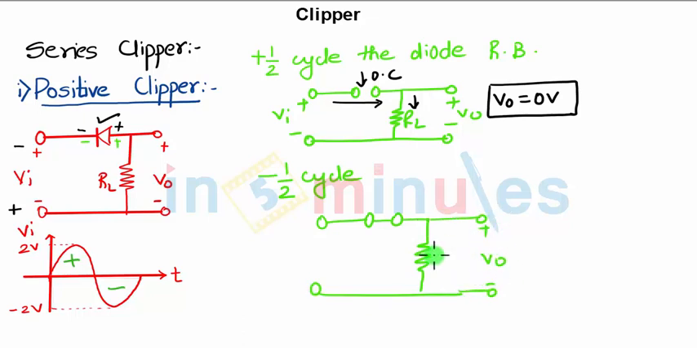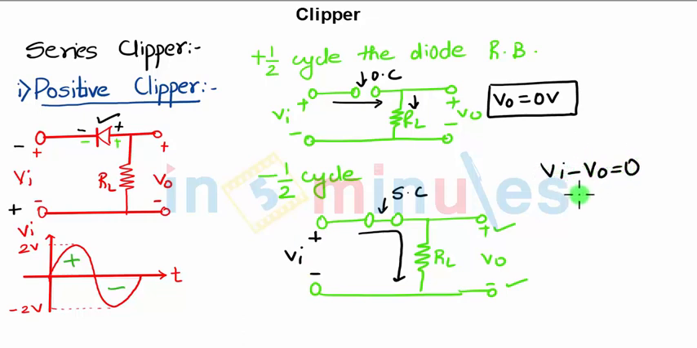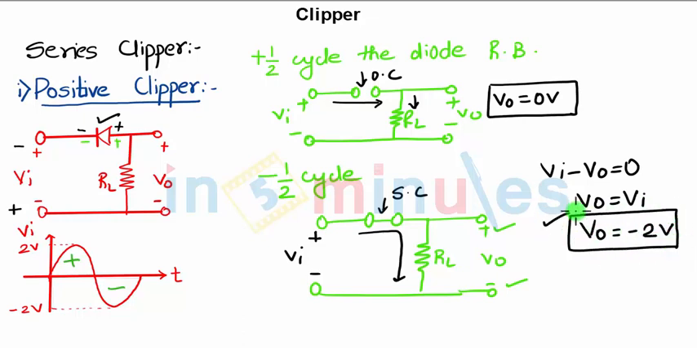The polarity of the output is very important, it should always be positive and negative. The diode is now short circuited, so the current flows through the diode towards RL. This is plus minus VI if I am considering. When you apply KVL, what will be the output? VI minus VO equals 0, so VO will be VI. Now in the negative half cycle, VI is minus 2 volts, hence you will get VO as minus 2 volts. Hence the output in the negative half cycle is minus 2 volts.